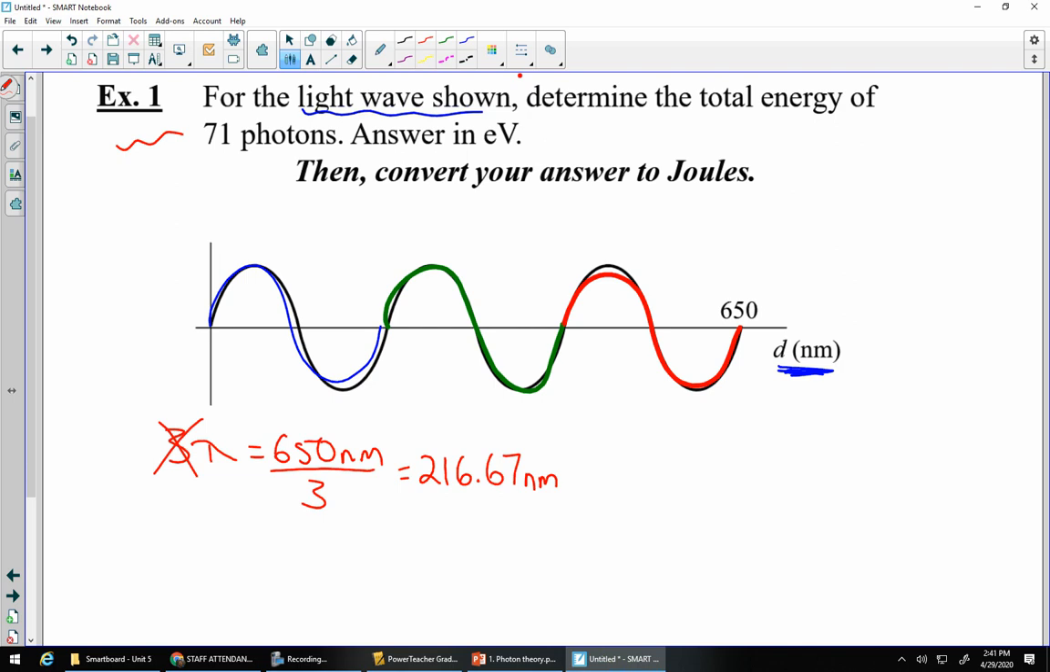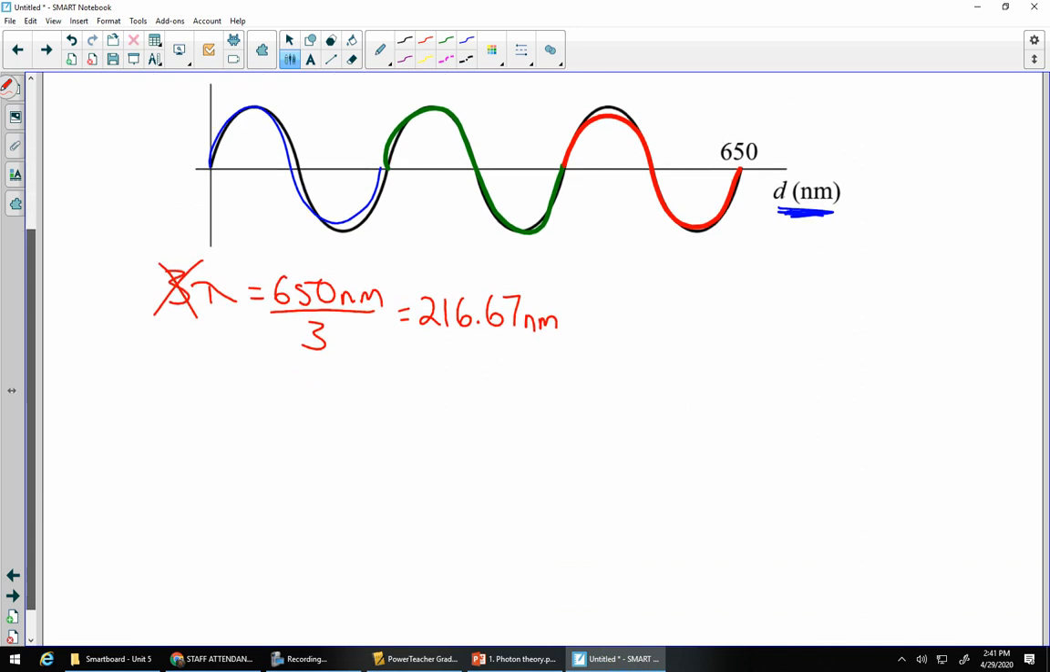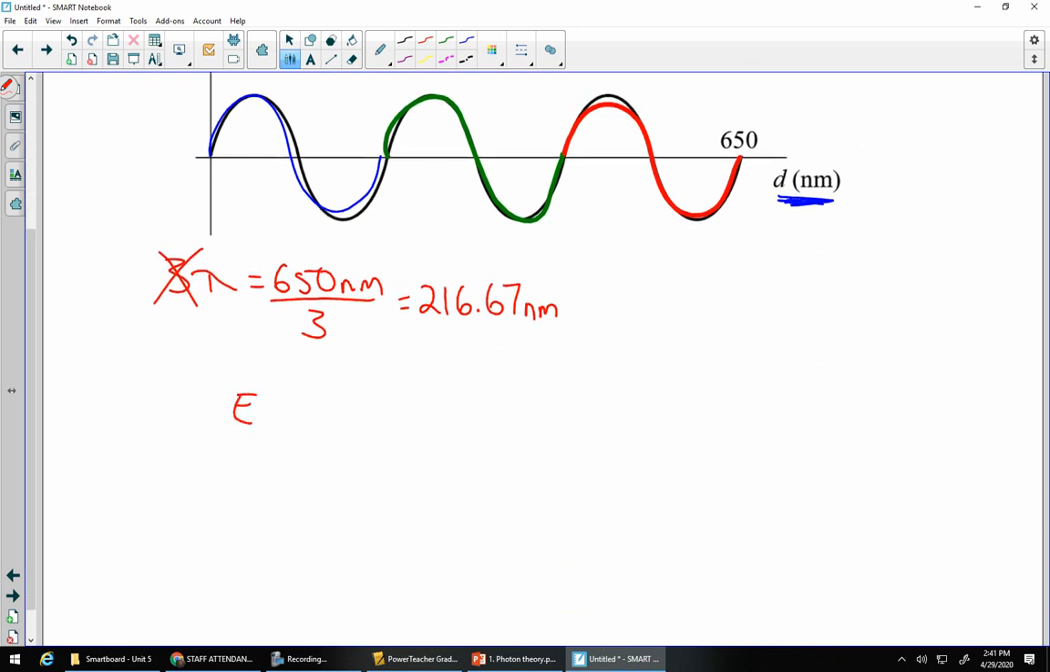Okay, cool, and it says determine the total energy for 71 photons. Well, I have the wavelength, and I'm going to find the energy of each individual photon. So I'm writing E_ph, that means for one photon, is going to be equal to h times f. Oh, well, that's not very useful. We don't really have the frequency. So maybe I'm going to use the other one, hc over lambda. I've got h, I have c, and I now have lambda, so I think I'm good to go.